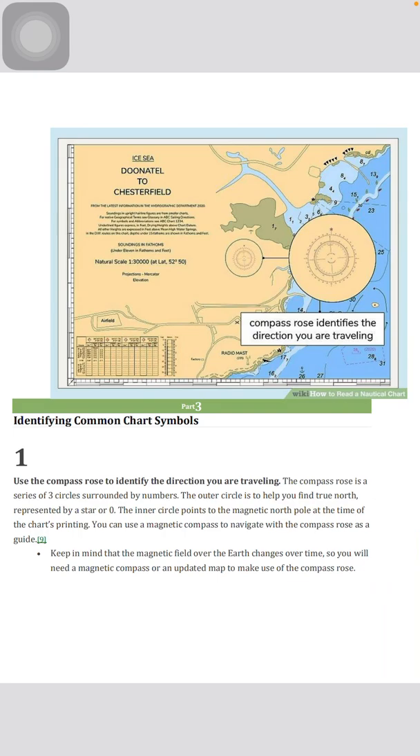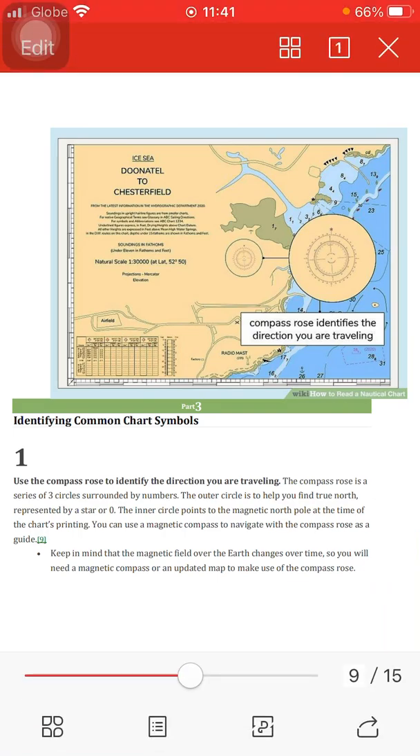Identifying common chart symbols. Use the compass rose to identify the direction you are traveling. The compass rose is a series of 3 circles surrounded by numbers. The outer circle helps you to find north, represented by a star or 0. The inner circle points to the magnetic north pole at the time of chart printing. You can use a magnetic compass to navigate with the compass rose as a guide.